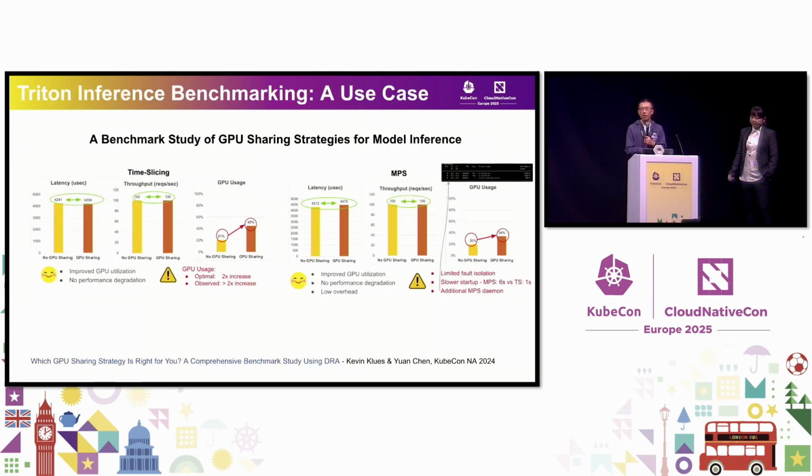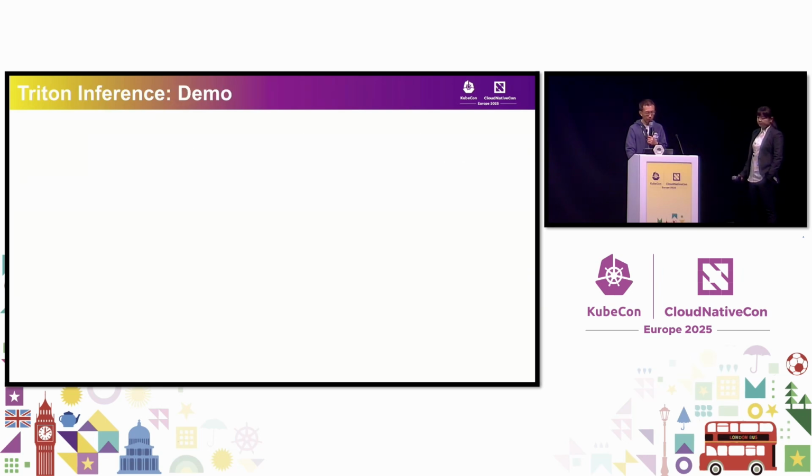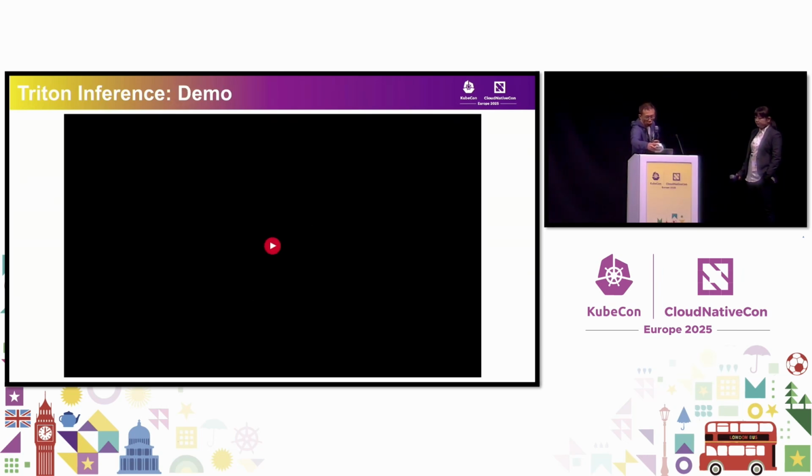As for use cases, we actually use this Triton inference server. My colleague Kevin Cruz and I gave a presentation last KubeCon at KubeCon Salt Lake City, where we did a benchmark study comparing different GPU sharing strategies, like time slicing and MPS, multi-process service, and compared the trade-offs of different sharing strategies for different workloads. If you're interested, check it out. We gained a lot of insight by using the Triton benchmark and inference server.